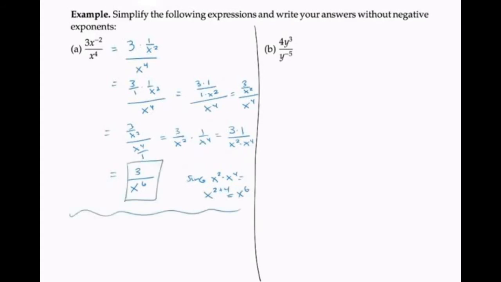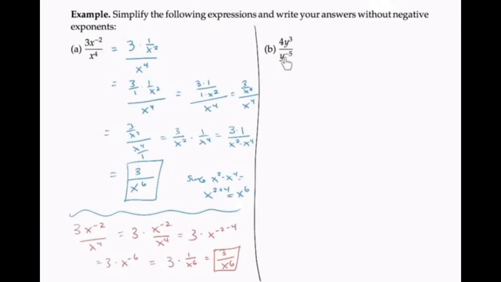An alternate way of solving this problem is to start by rewriting it as 3 times x to the minus 2 over x to the 4th. Using the quotient rule, that's 3 times x to the minus 2 minus 4, or 3 times x to the minus 6. Now using the negative exponent rule, x to the minus 6 is 1 over x to the 6th, and this product of fractions simplifies to 3 over x to the 6th, the same answer I got before.